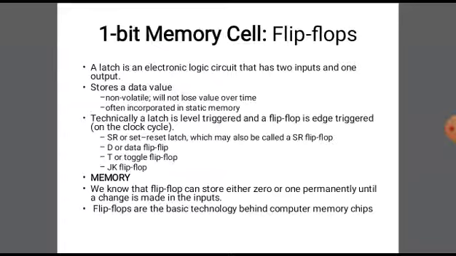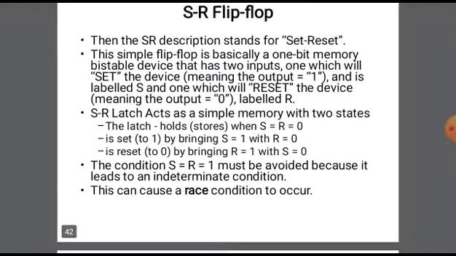There are a number of types of flip-flops. The first type starts from SR flip-flop, set reset flip-flop or set reset latch, D flip-flop or data flip-flop, T flip-flop or toggle flip-flop, and JK flip-flop. Memory can store 1 bit data, that means one flip-flop stores 1 bit data, either 0 or 1. Flip-flops are basically the technology behind a computer memory chip.